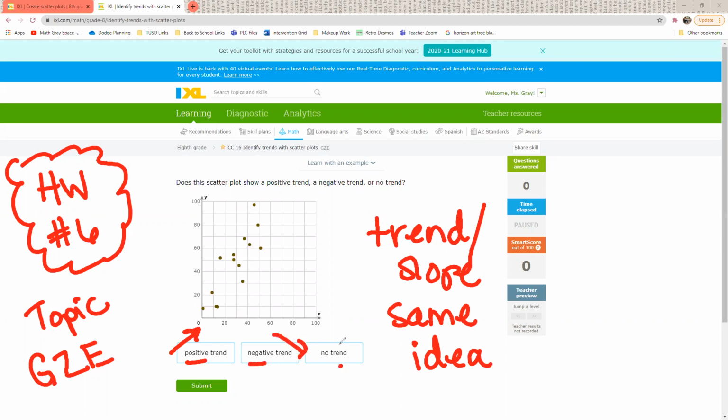And if it's not trending, it's scattered everywhere. There's just points all over the place. They don't seem to be moving up or down. So let's go through then and look through a few examples to make sure you understand. So for this one, if I kind of think about like blurring my vision, it kind of seems like the points are moving up. So I'd say this is a positive trend.